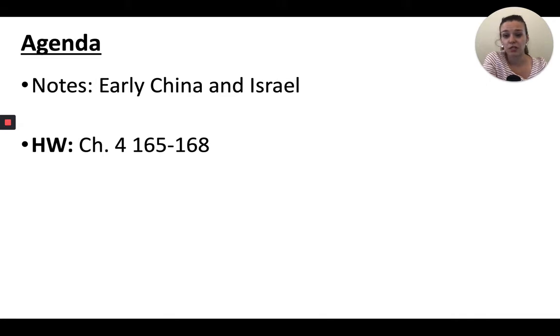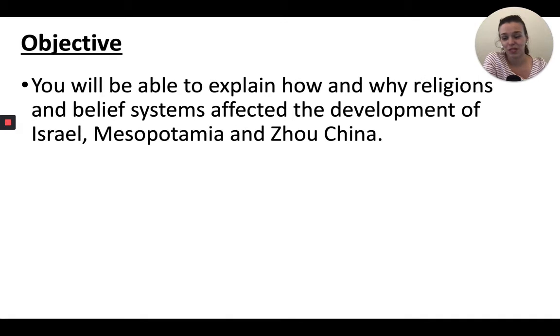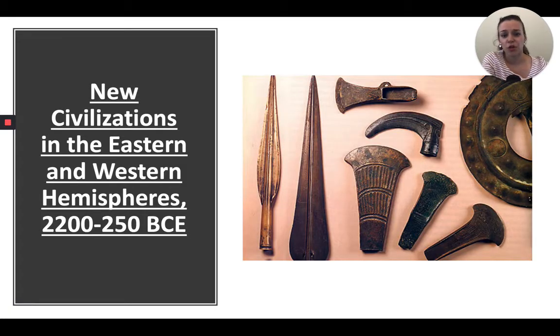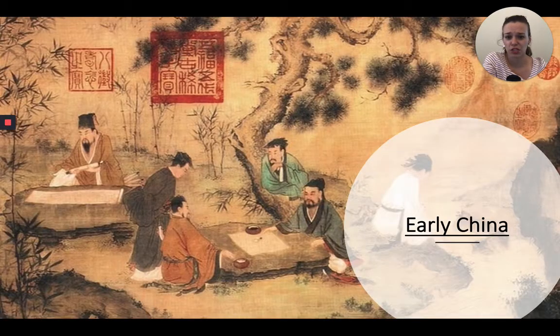All right, notes, early China and Israel. Ignore the homework. That was from last year. You will be able to explain how and why religions and belief systems affected the development of Israel, Mesopotamia, and Zhou, China. Okay, so these are some of our early civilizations in the Western and Eastern hemispheres. So this is the broader category we're going to be talking about for the next several lectures, but we're starting specifically with China.